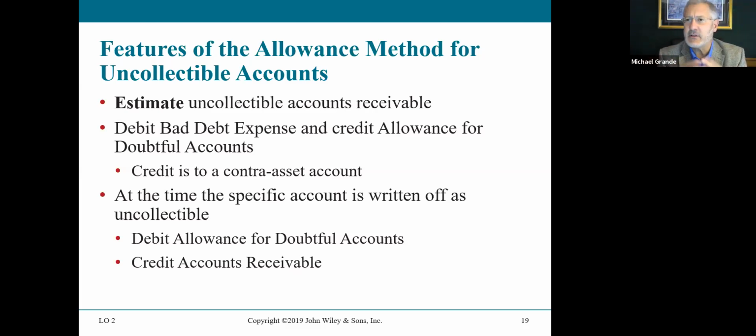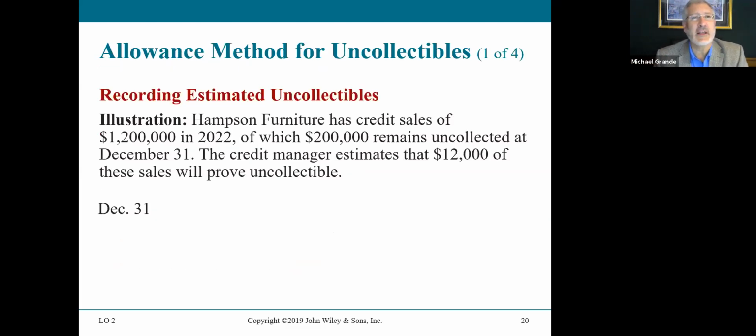So when we determine the estimate, we have the first transaction: debit the expense, credit the allowance account. When we ultimately determine, maybe 6 months later, a year later, that receivable is uncollectible, that's when we debit the allowance account and credit the accounts receivable. We'll see plenty of examples. Recording an estimate for uncollectibles.